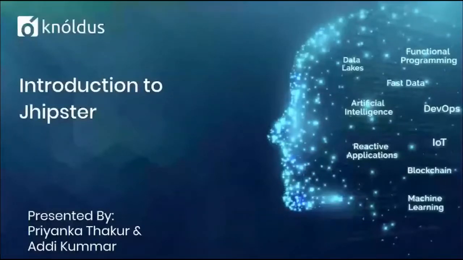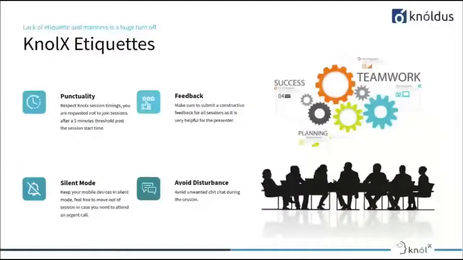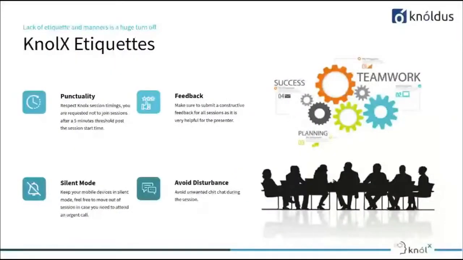We are going to start with knowledge etiquettes, which are punctuality, feedback, silent mode, and avoid disturbance. Punctuality means please be punctual and on time, just as I'm glad that you all are here at 3:30. Please give us good feedback and bad feedback if something is wrong or can be improved. Please keep your phone on silent mode and avoid disturbance so that we can be focused on our topic and everyone will learn something new about it.